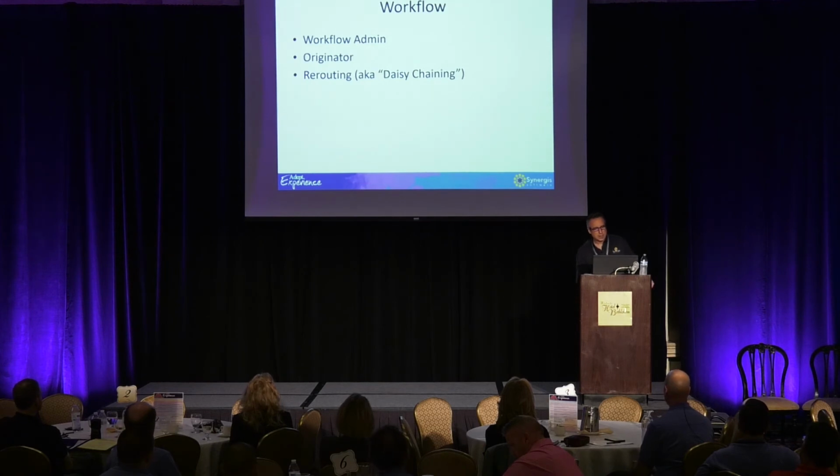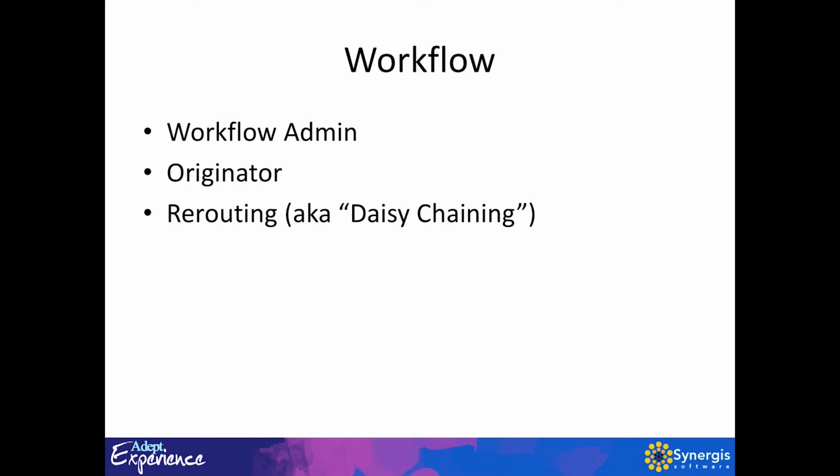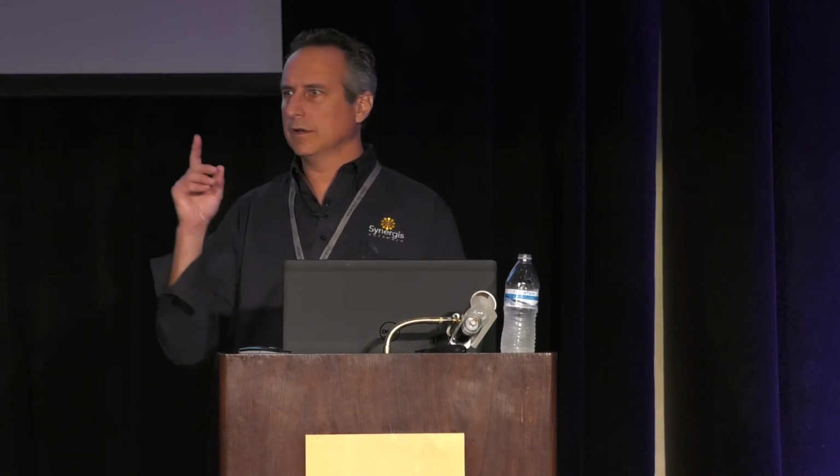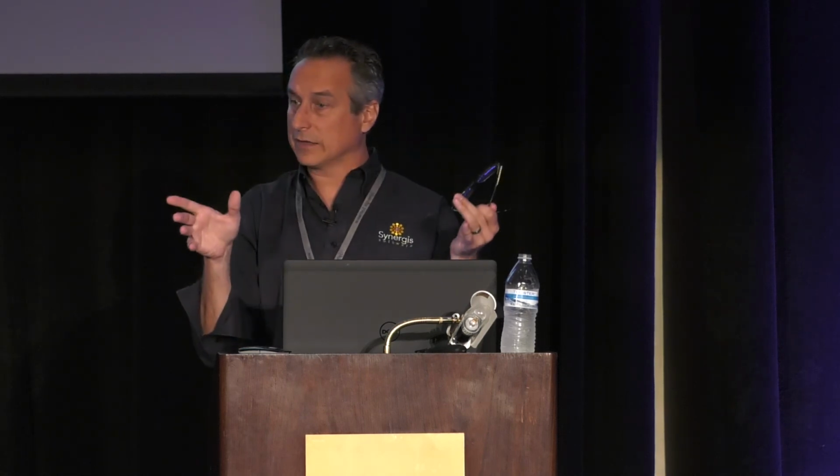Workflow was another item. Workflow admin, originator, and routing, or AKA daisy chain. So we've heard some examples of this today. Earlier, Mark, was it you that mentioned the 3 steps? You've got 1 step, that's a 1-step workflow, and then they get to make a decision to go on to the next one. Daisy chaining these together is a very useful way of creating workflows.